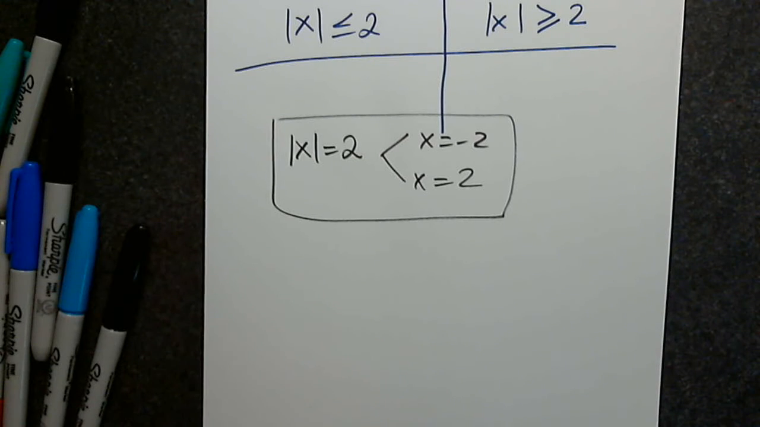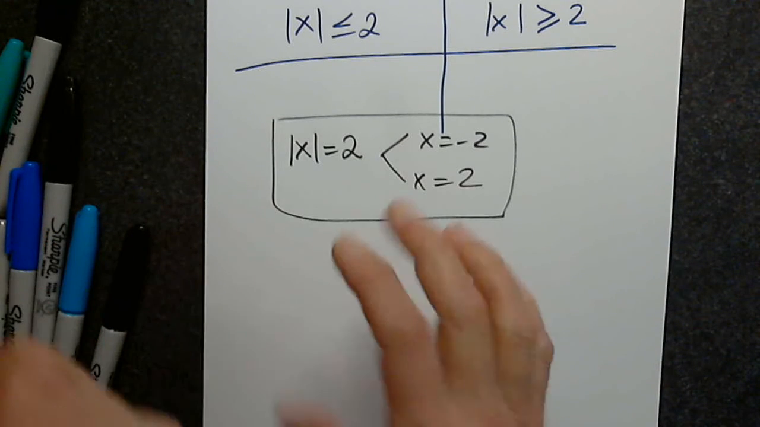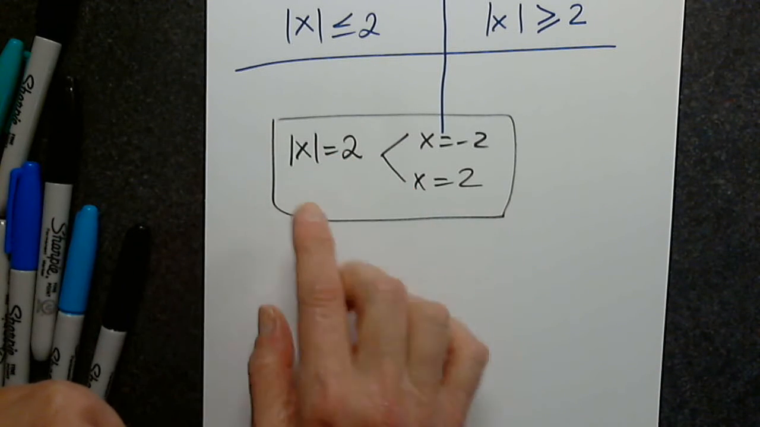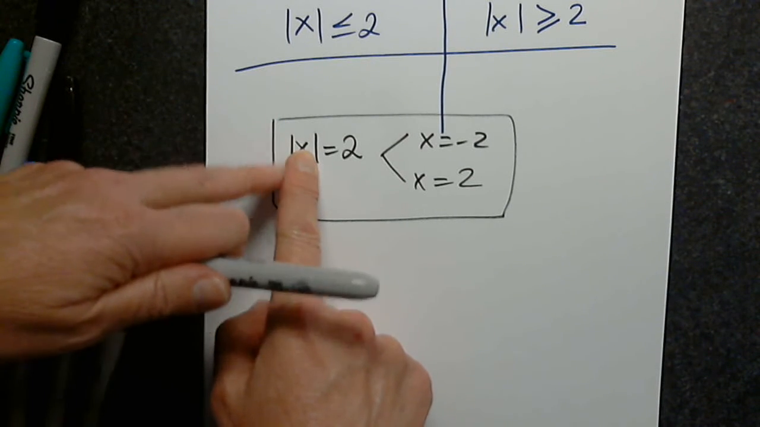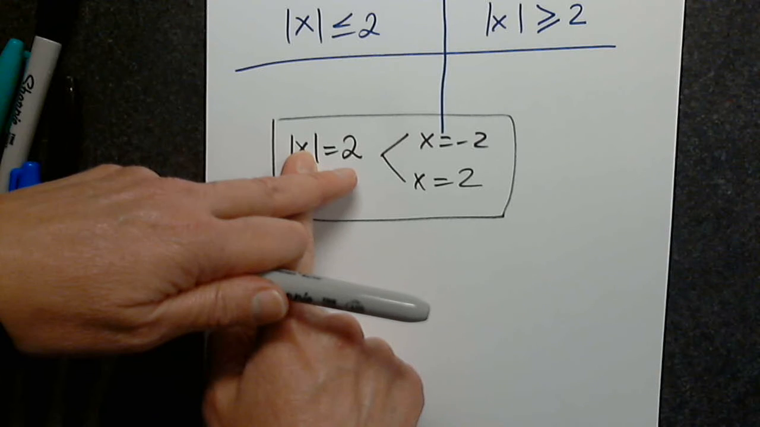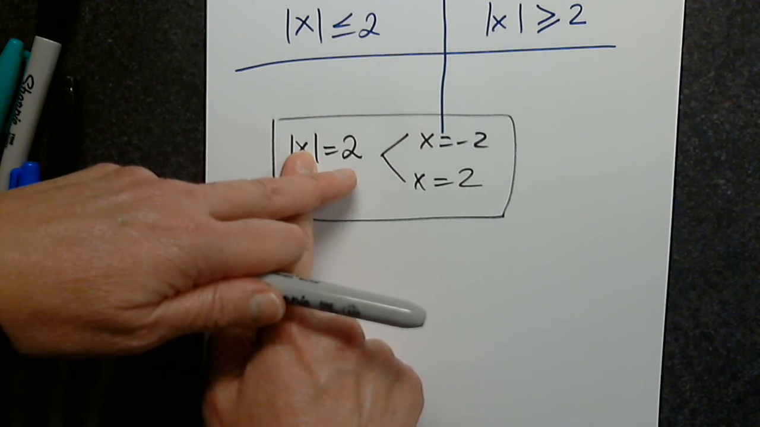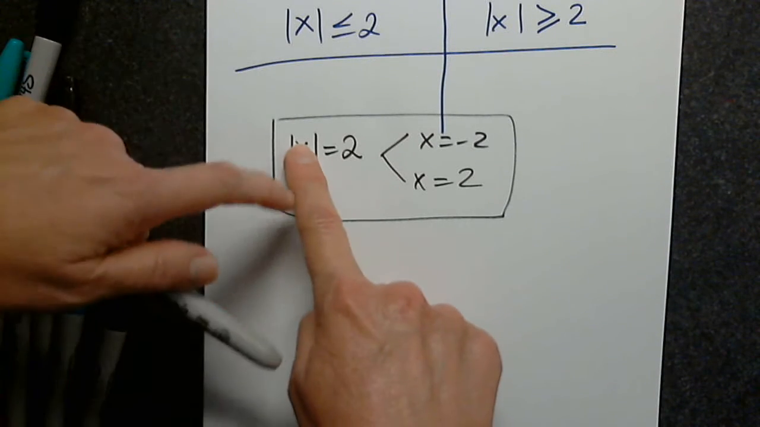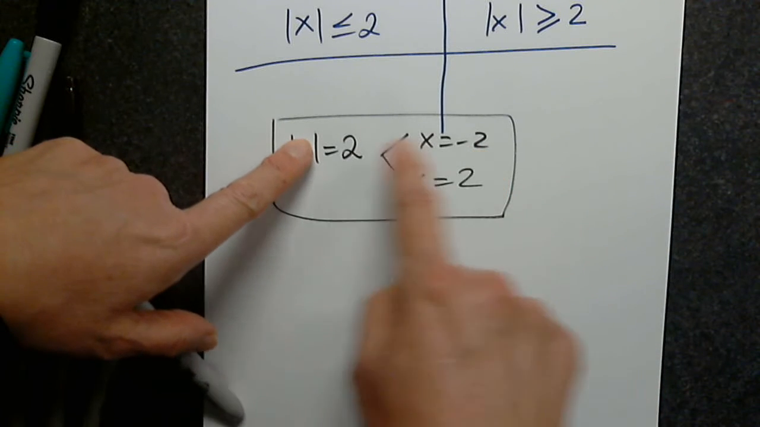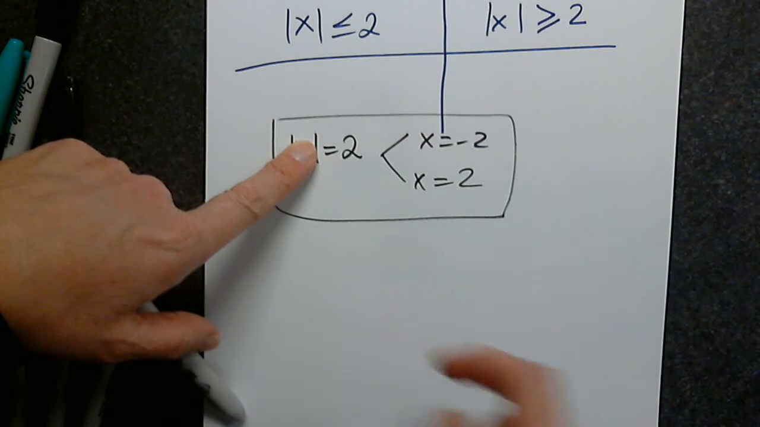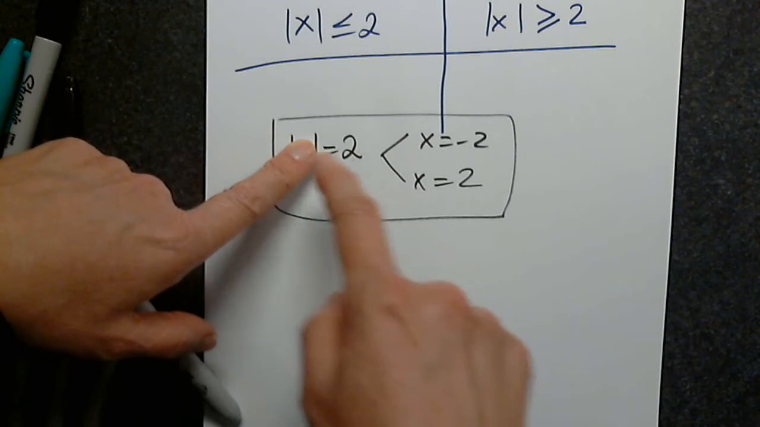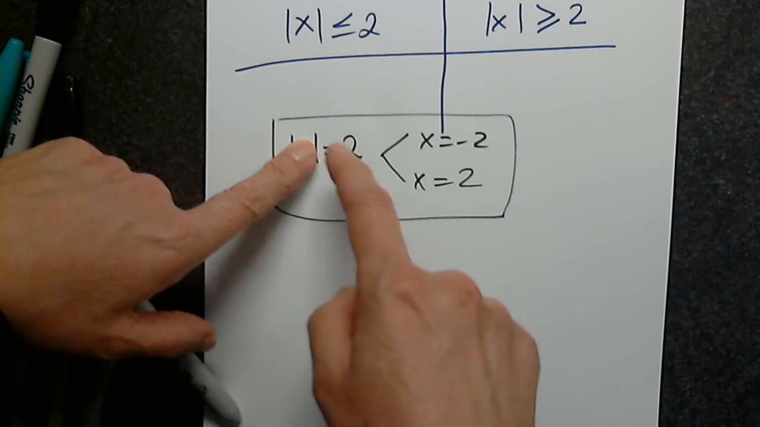Okay. So one more time, what does this say? This says find x values such that the distance from 0 to x is 2 units. So this number cannot be anything else but -2, because -2 in absolute value is 2. Or this number can be 2, because the absolute value of 2 is 2.